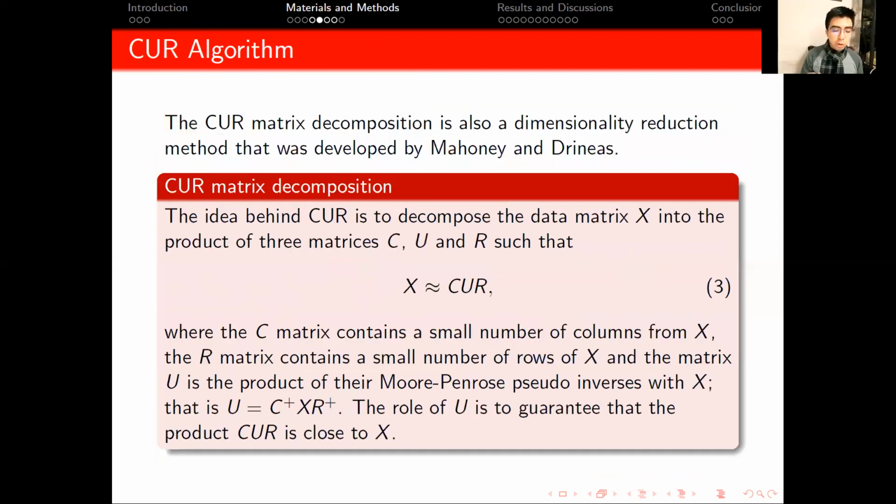For that reason, we use the CUR matrix decomposition, which is also a dimensionality reduction method that was developed by Mahoney and Drineas. We use this technique in our dataset because it can solve the disadvantage of PCA with interpretation. The idea behind CUR is to decompose the data matrix X into the product of 3 matrices, C, U, and R, where the C matrix contains a small number of columns of X. The R matrix contains a small number of rows of X. And the matrix U is the product of their Moore-Penrose pseudoinverses with X. The role of U is to guarantee that the product CUR is close to X.